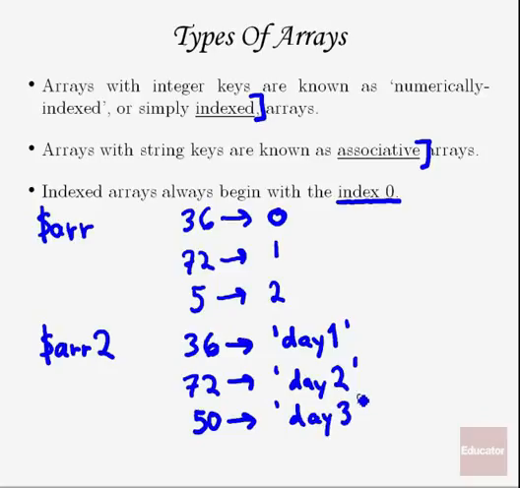So now in order to access this first piece of data, 36, let's say these were temperatures during particular days of a week, we would access this using the key day 1. So the string day 1 refers to the piece of data 36. Day 2 refers to 72, and day 3 would refer to 50. And this is opposed to using the numbers 0, 1, and 2.